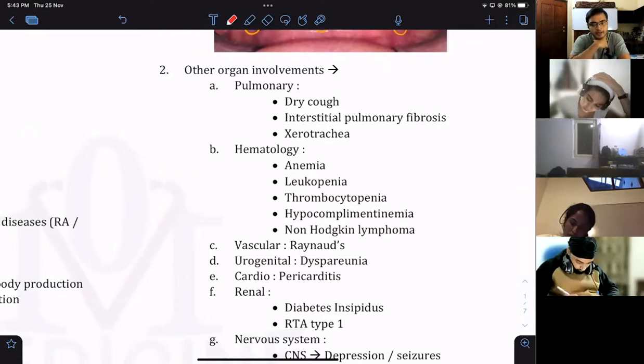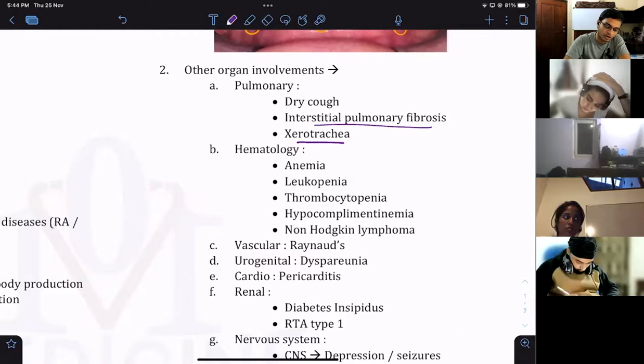Pulmonary involvement. Again, guys, with regards to the exocrine glands in our respiratory system, they can have a dry cough and xerotrachea. What is xerotrachea? The glands in your trachea, especially your mucus glands and these kinds of secretory cell functions, are going to be reduced. This is what we call xerotrachea, so dry trachea. And rarely there can be frequent infections because of the consistent dryness, and there can be inflammation and then healing with fibrosis. This is what we call interstitial pulmonary fibrosis.